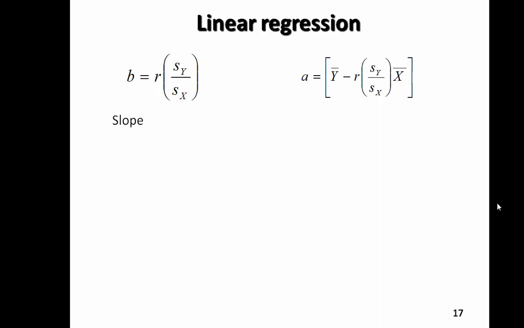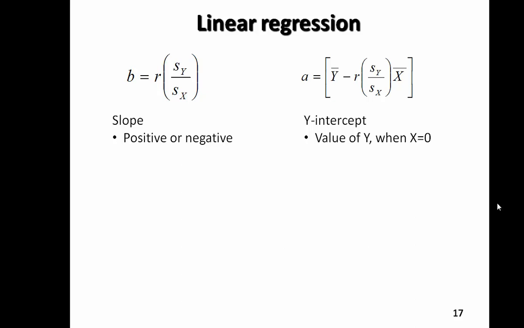And b is the slope, which is a measure of the rate of change of the y variable as a function of the x variable. And the slope can be positive or negative, and it's the slope that accounts for the direct or inverse relationship between two variables. The a coefficient, or the a value, is the y-intercept. In other words, it's the value of y when the regression line hits the y-axis, and that occurs when the value of x equals 0.